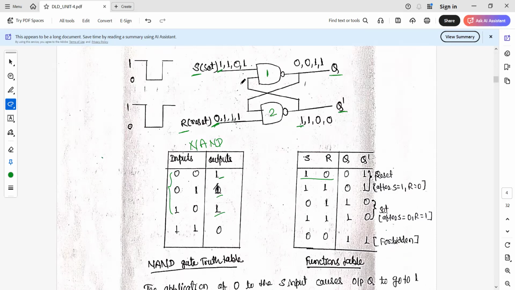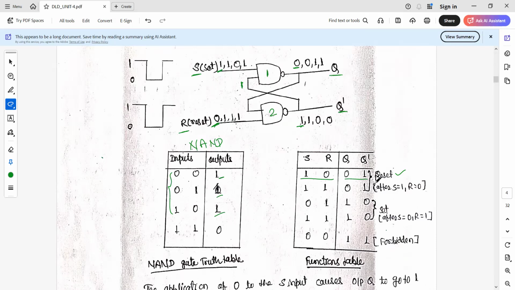Now this 1 is going to be the input here. The other input is already 1. Another output, Q bar, is connected here to the input. So both inputs become 1, 1, so the output of the NAND gate should be 0. So now we got Q as 0 and Q bar as 1, and that is called the reset.